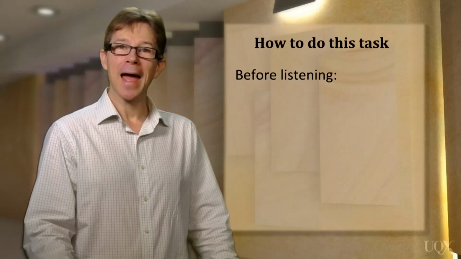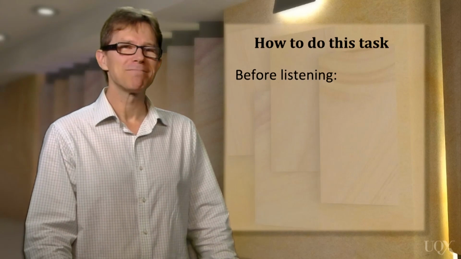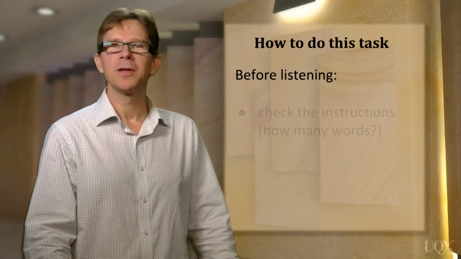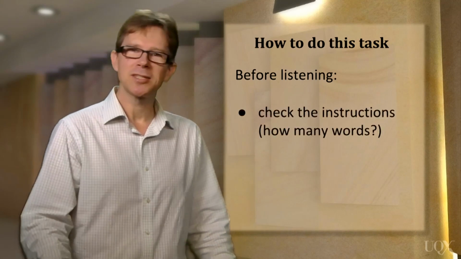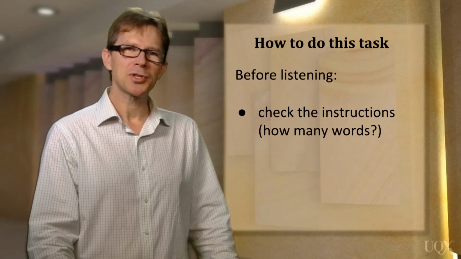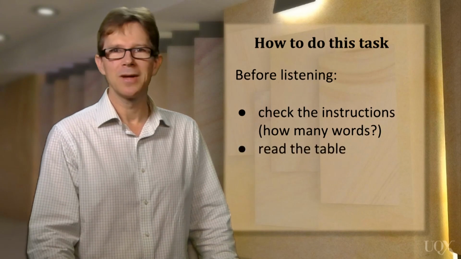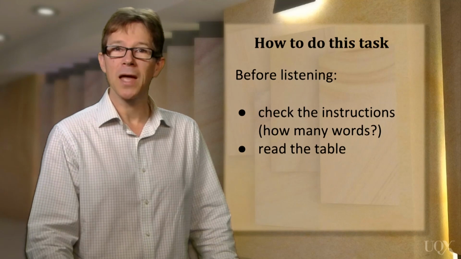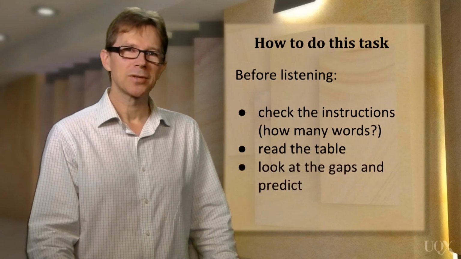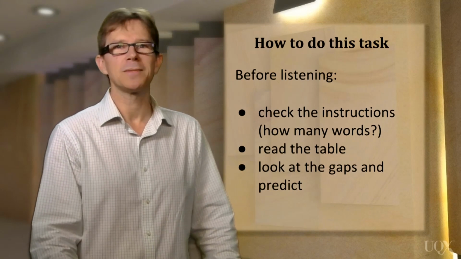Now let's focus on how to do the table completion task. I'll talk you through the steps. First, before you listen, make sure you check the instructions to see how many words you need to write in the gaps. Second, use the preparation time to quickly read through the table and see what facts or information is presented. Third, look at the gaps and try to predict what types of words or numbers might fit.